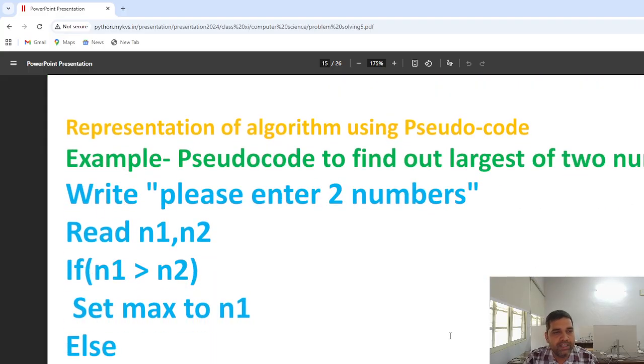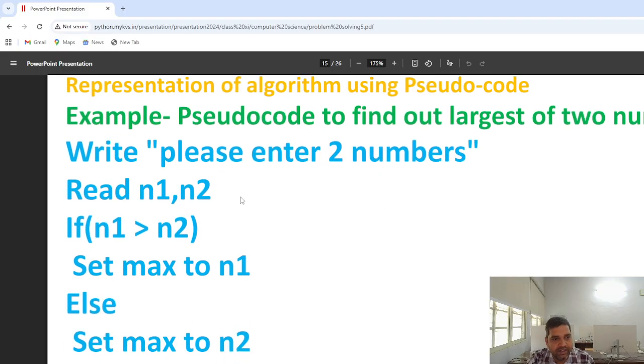Now students, see the representation of the algorithm using pseudocode. So here write, please enter two numbers. Read n1 and n2, meaning read two numbers. If n1 greater than n2, set max to n1. So that means n1 is the maximum number. Else set max to n2. So this is the pseudocode, simple pseudocode written in English. It has no such proper syntax.